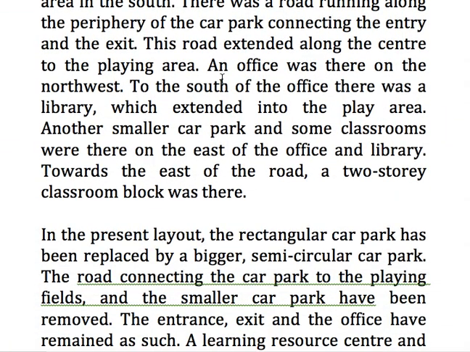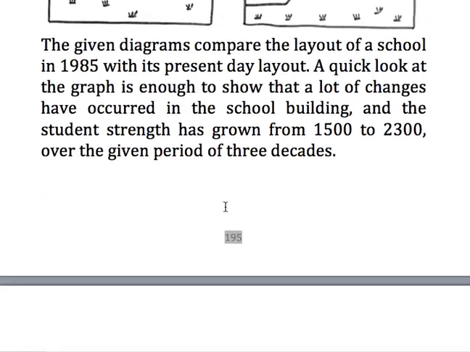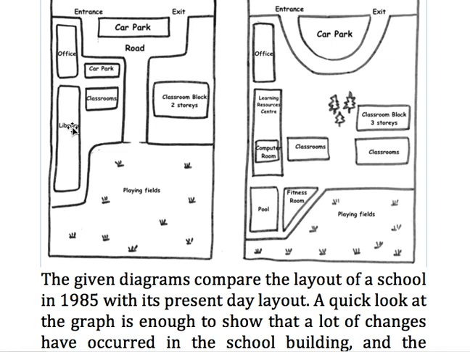Then an office was there on the northwest. To the south of the office, there was a library which extended into the play area. Another smaller car park and some classrooms were there on the east of the office and library. Towards the east of the road, a two-story classroom block was there. So I've talked about this office and the library, office on the northwest, library on the south of the office, car park and classrooms towards the east of the office and the library. And I've also talked about the two-story classroom block on the east of this road.